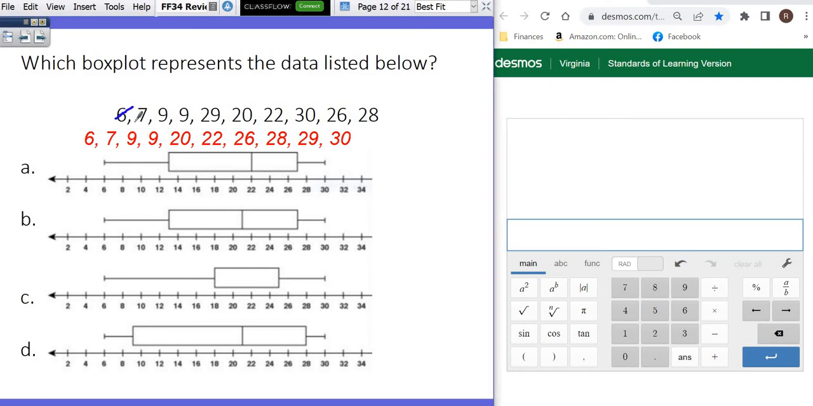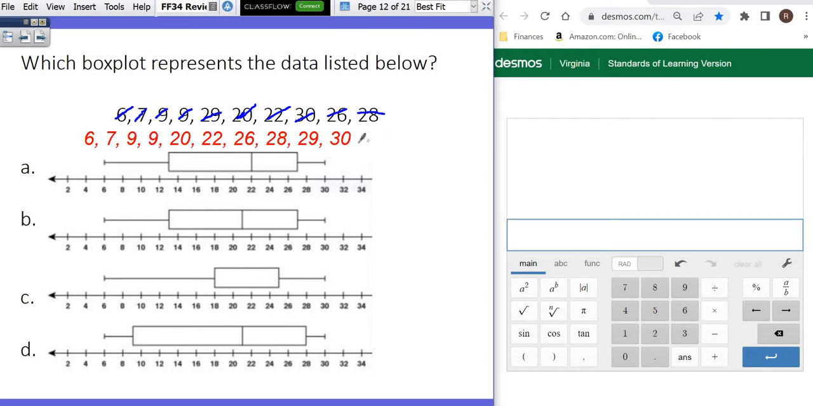First I had a 6, then a 7, then 2 9s, then I had a 20, a 22, 26, 28, 29, and 30. And always count to make sure you didn't miss anything. So 1, 2, 3, 4, 5, 6, 7, 8, 9, 10 pieces of data. 1, 2, 3, 4, 5, 6, 7, 8, 9, 10.